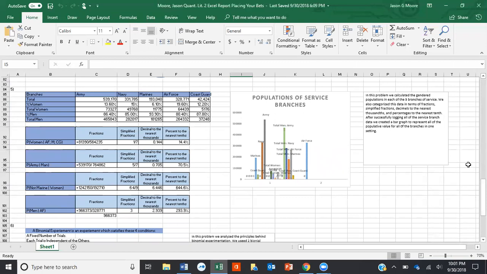And in this problem, we went over the population differences between men and women in all 5 branches of service.